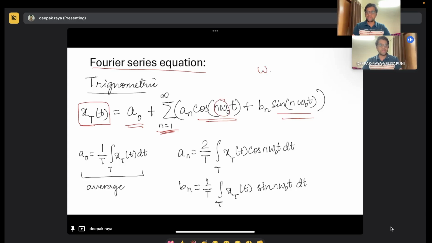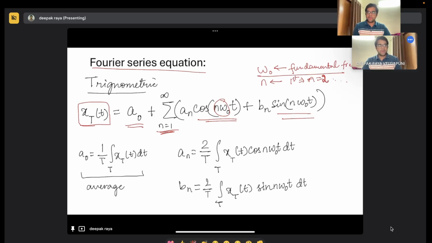Omega naught is called the fundamental frequency, and as you increase n, it goes to the harmonics. n equal to 1, and so on. First harmonic, second harmonic, etc. N equal to 2 actually is called the first harmonic because 1 is the fundamental frequency.